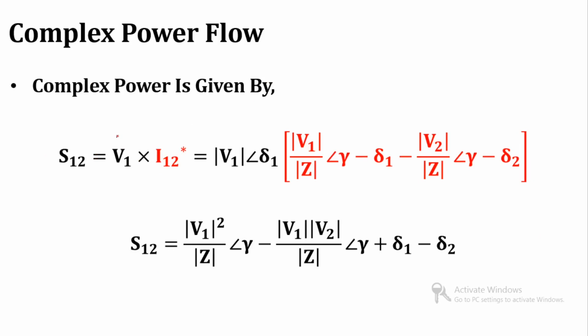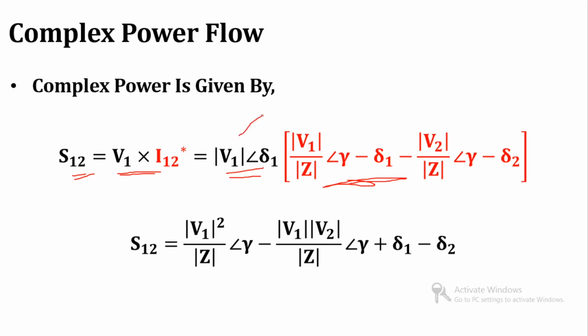So now from the conjugate of the current and multiplying by the voltage, we are able to find out the complex power which flows in the transmission line. So that is nothing but equal to V1 into I12 conjugate. So V1 is equal to V1 at an angle delta 1, and this is the value of I12 conjugate that we found in our previous step.